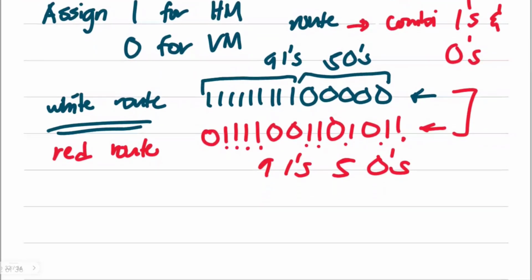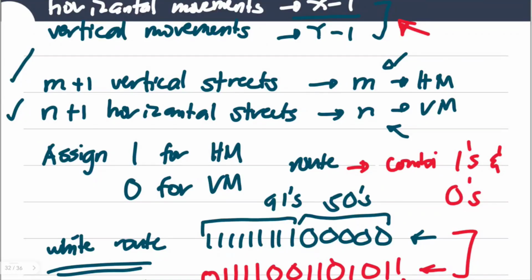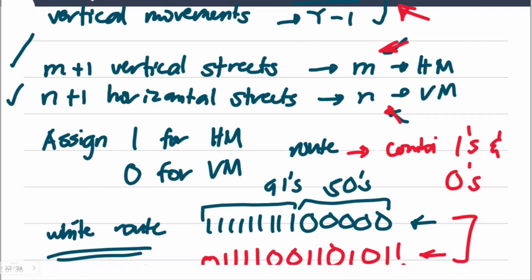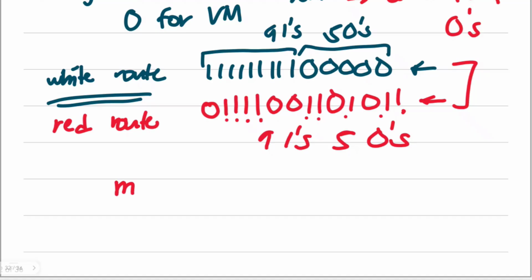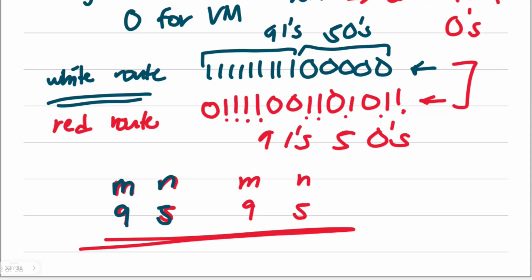In general, the 9 here indicates the M movements and N movements. So you will have a combination of M movements and N movements. In this example, we have 9 horizontal and 5 vertical. In the red route, same as the blue, 9 and 5. For the red route, still 9 1s, meaning 9 horizontal movements and 5 vertical. As you can see, when you compare them, all of them are combinations.